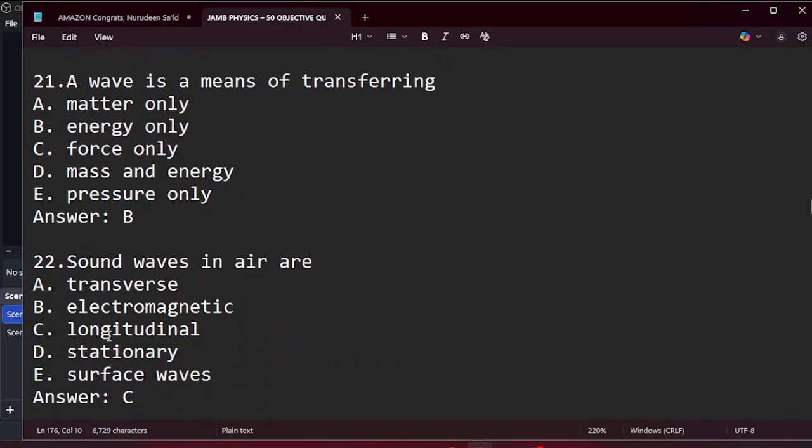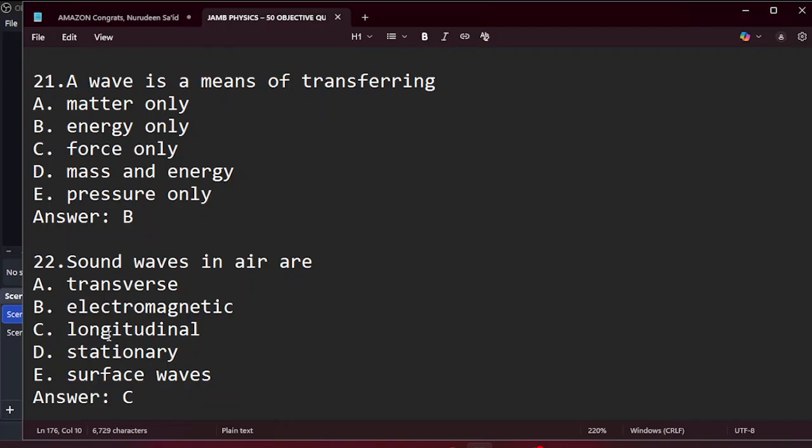Question number 21. A wave is a means of transferring A. Matter only. B. Energy only. C. Force only. D. Mass and energy. E. Pressure only. The answer is B, which is energy only.